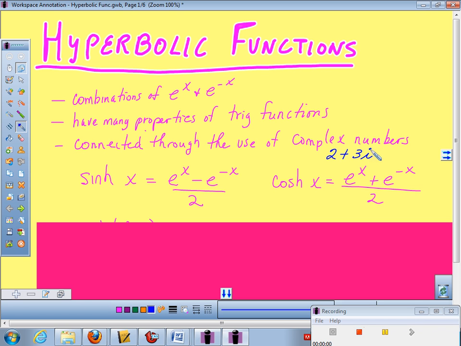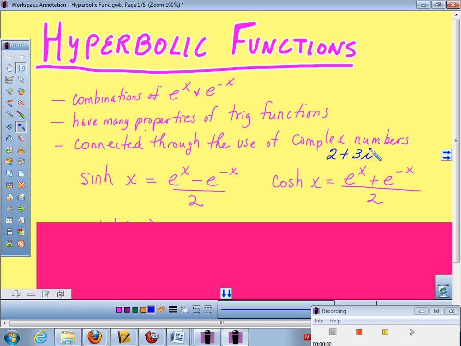Now, I personally have never seen complex numbers connected to the hyperbolic functions. I think it's way back deep in some pretty advanced mathematics. So as you can see, your book doesn't even go through and prove how these are connected. So unfortunately, you just have to trust the book and me on this one.